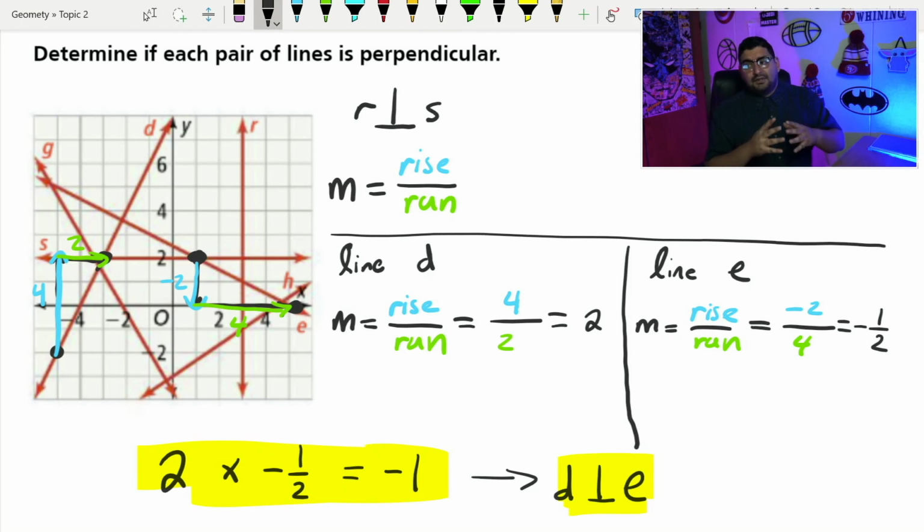If you were to try it out with any of these other lines, you'd actually find out that these are the only lines that are going to be perpendicular, so R and S, D and E. The other lines actually, unfortunately, are not perpendicular. So you can test this out on your own and you'd get different slopes and you'd find out, well, hey, these lines actually do not end up working out. You get a different number when you multiply their slopes.